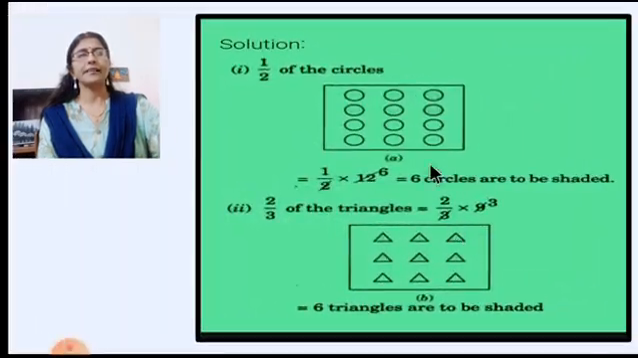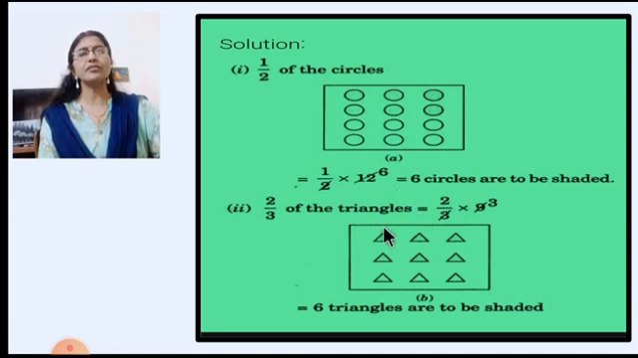See here. Half of the circles. First we'll count the circles. Here 3, 6, 7, 8, 9, 10, 11, 12. 12 circles are there. So half of 12. We'll write the number and then we'll reduce. 6 circles are to be shaded. And then you will shade in your book. This question is there in your textbook. You have to just shade it. First you'll solve it in the textbook and you will write the answer there only.